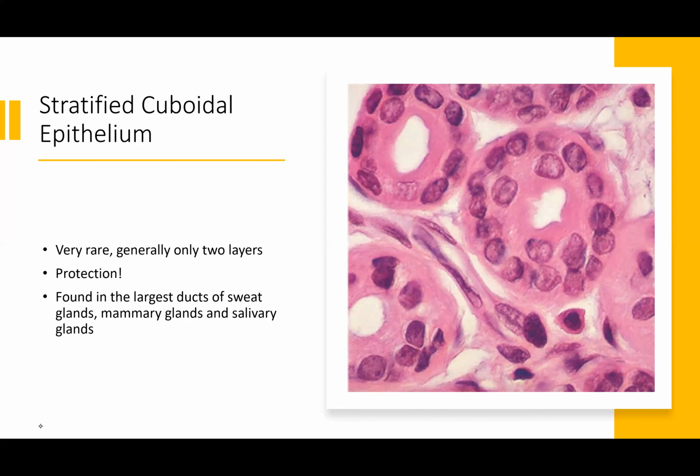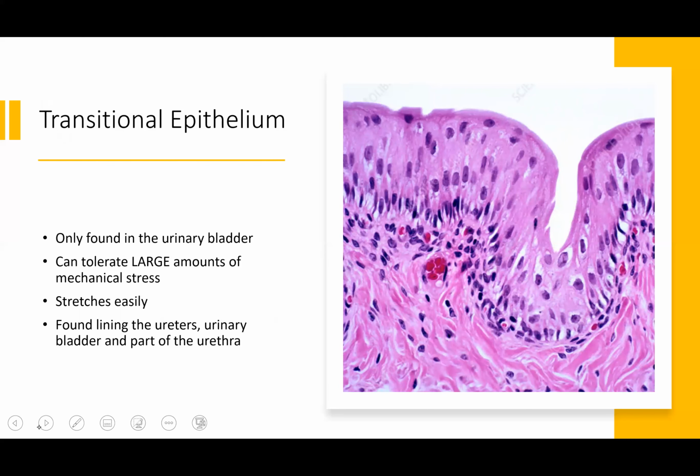So those are some larger glands in our body, whereas simple cuboidal is found in the smaller ones. Okay, next up is transitional epithelium, and this is probably our most specialized epithelium because it can tolerate large amounts of mechanical stress. And that is because it is found only in our urinary tract and mostly around the urinary bladder, although it can be found in the ureters and part of the urethra.